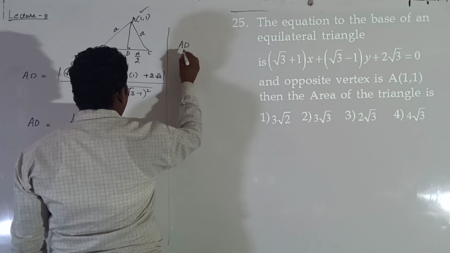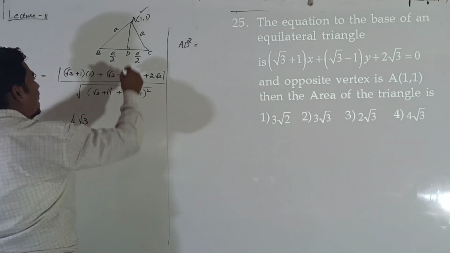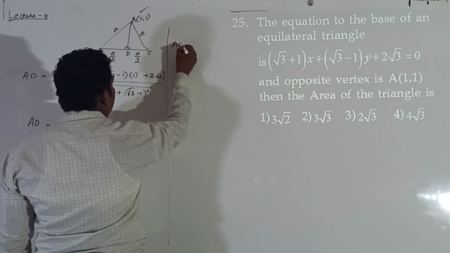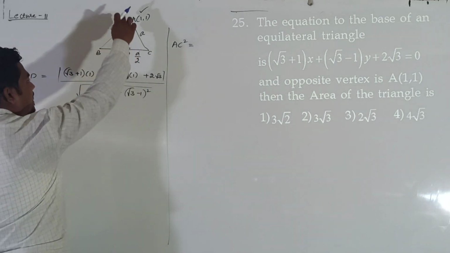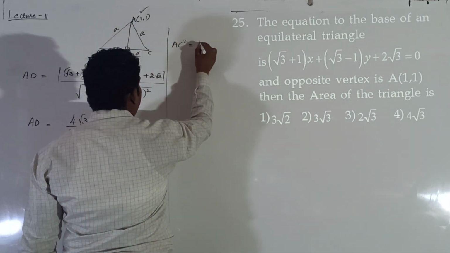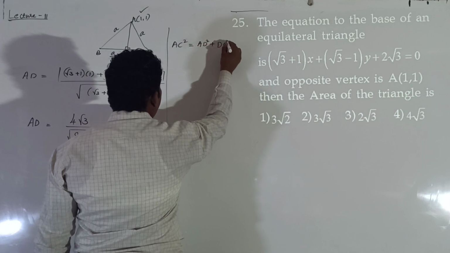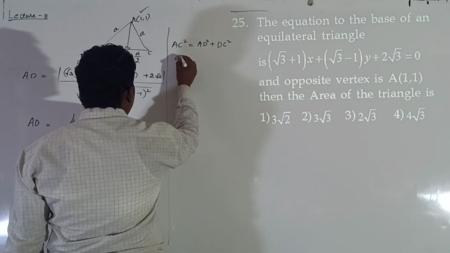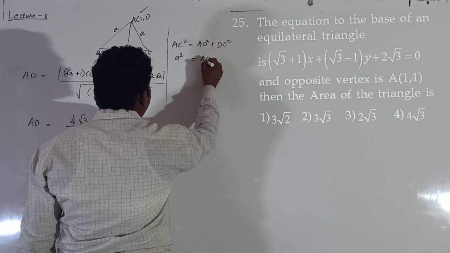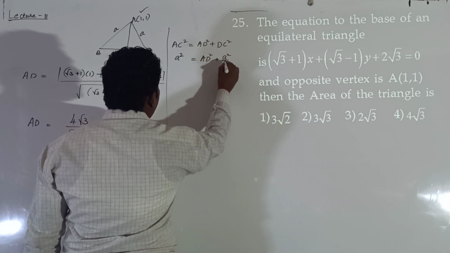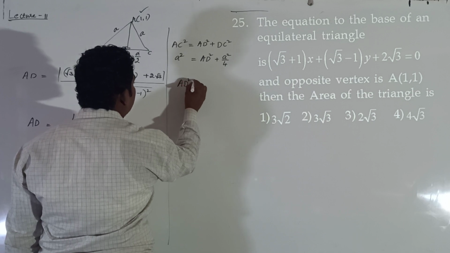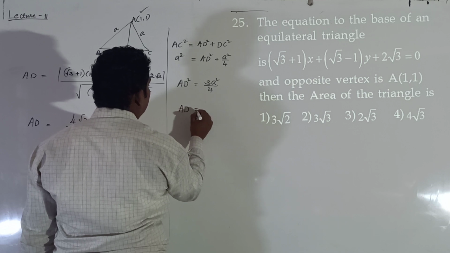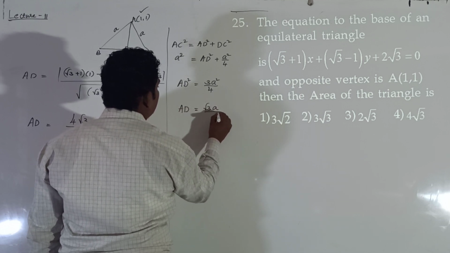AD square is equal to, by the formula, hypotenuse whole square is equal to, you can consider any one of the triangles. AC square is equal to AD square plus DC square. In this case AD is unknown, AC value is already given, that is a square, so AD square is unknown, plus a square divided by 4. After simplification AD square is equal to 3 times a square divided by 4, so AD is equal to root 3 times a divided by 2.